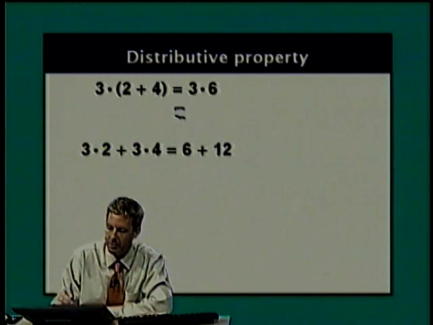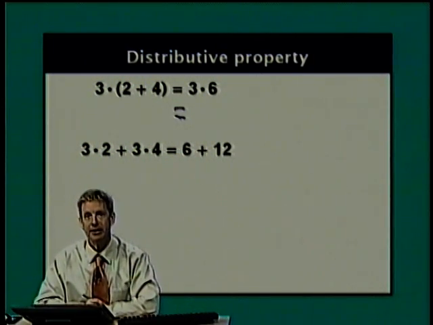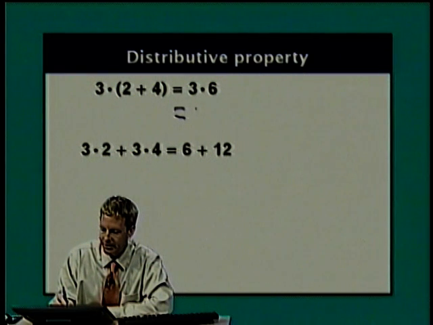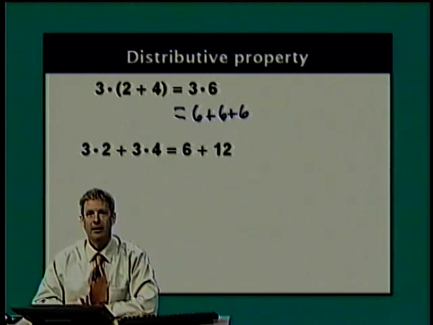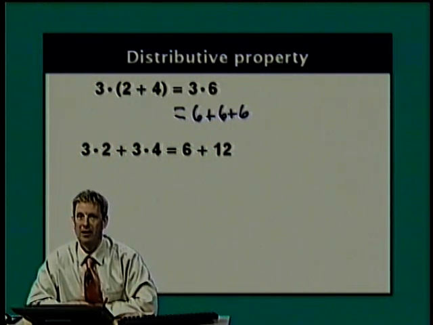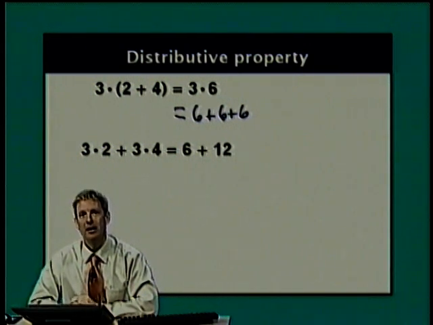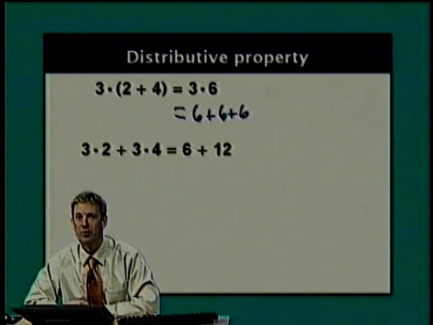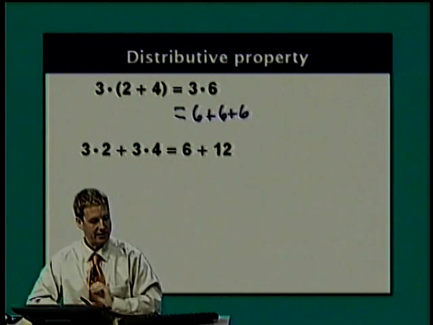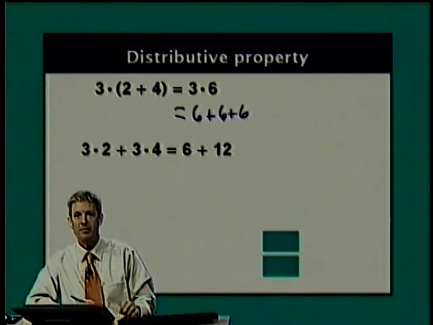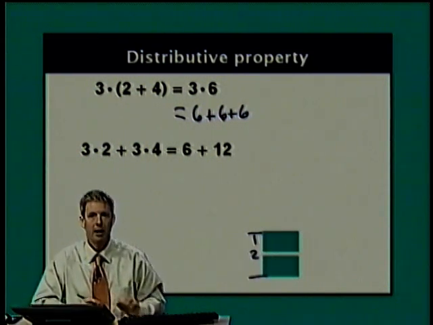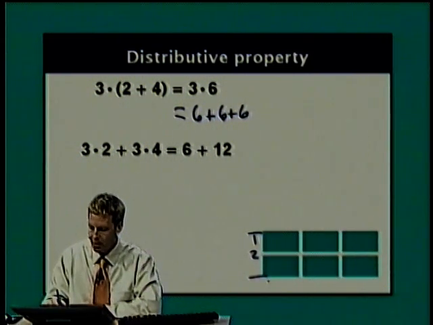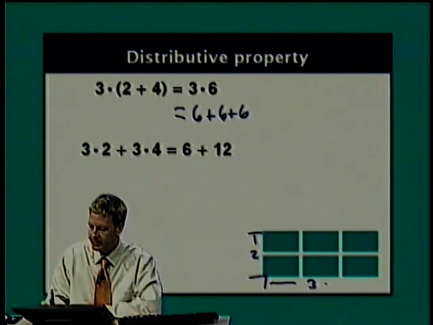And if we think of multiplication as repeated addition, 3 times 6 is just the sum of 3 6s. On the other hand, 3 times 2 plus 3 times 4 is 6 plus 12. Let's get a little image to think about what 3 times 2 plus 3 times 4 really means. 3 times 2 means that we're going to start with 2 objects, and we're going to count those 2 objects 3 times.